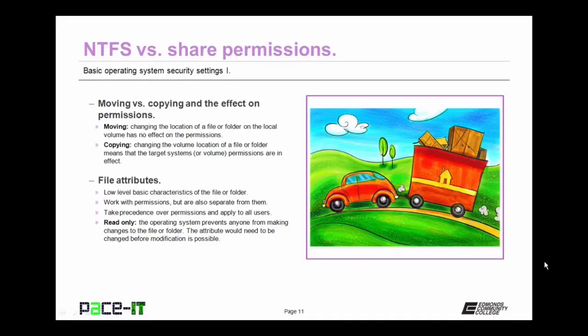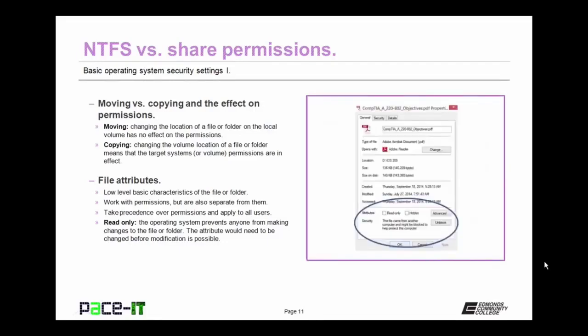Now we need to discuss file and folder attributes. These are very low level and basic characteristics of the file or folder. They kind of work with permissions but are also separate from them. File attributes always take precedence over permissions, whether they are NTFS or share, and file attributes apply to all users. An example of a file attribute is read-only. The operating system will prevent anyone from making changes to the file or folder. The attribute would need to be changed before modifications were possible to that file or folder.